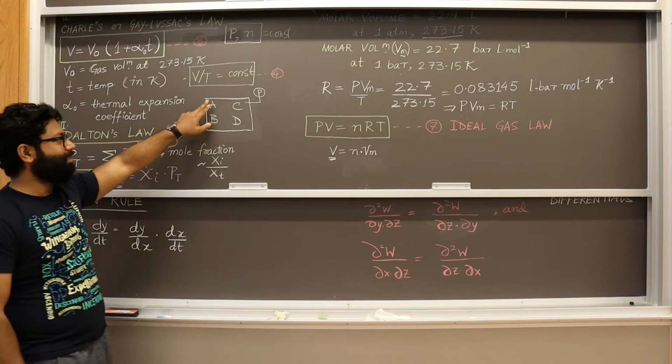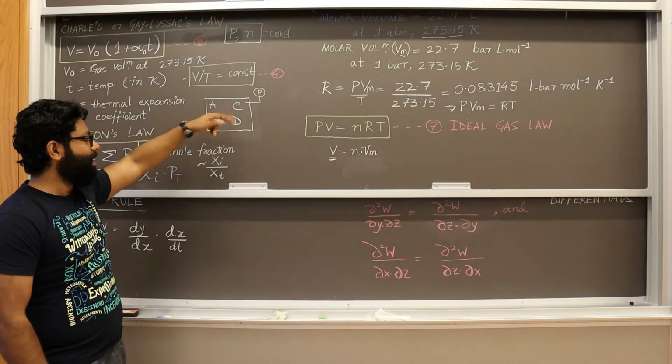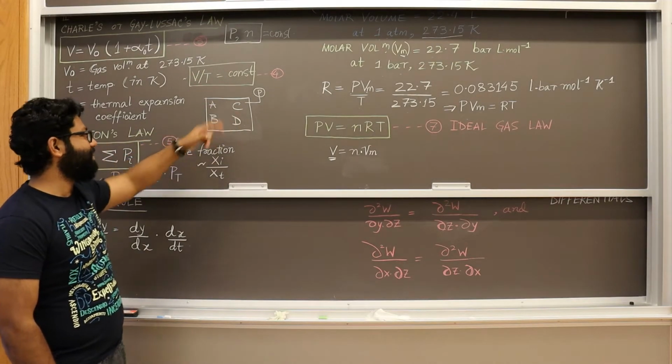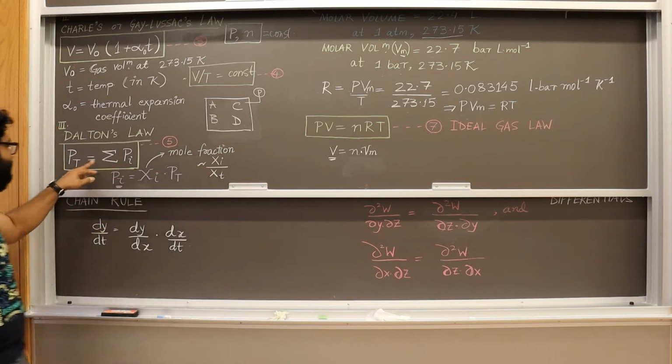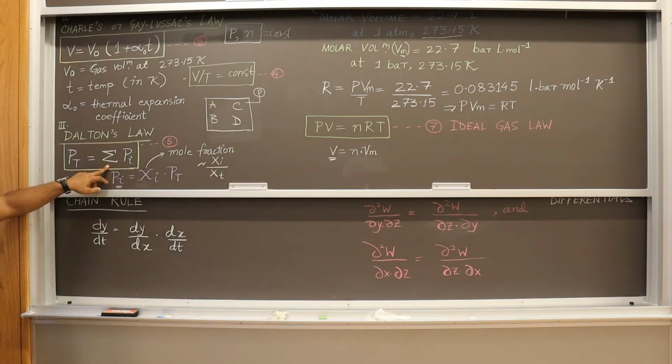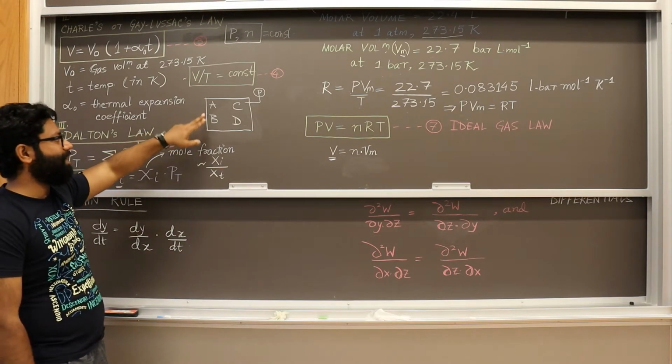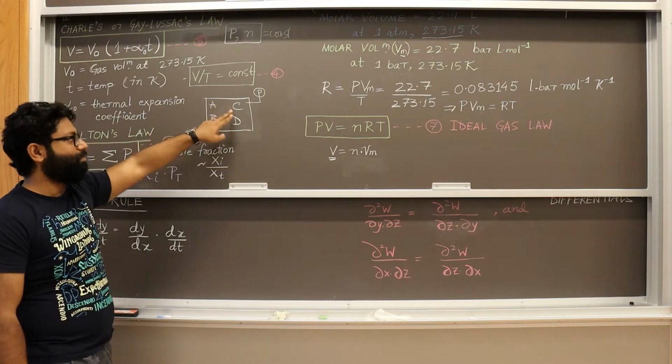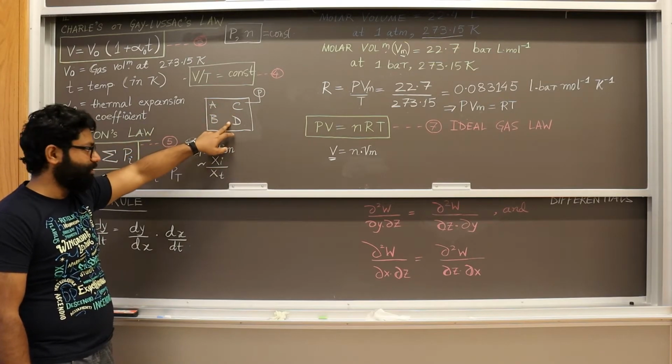Now, A is contributing to the total pressure. B, C, D all are contributing. So the total pressure is just the summation, given by the sigma of all the individual components, right? The total pressure will be the pressure contribution of A plus the pressure contribution of B plus the pressure contribution of C and the pressure contribution of D.